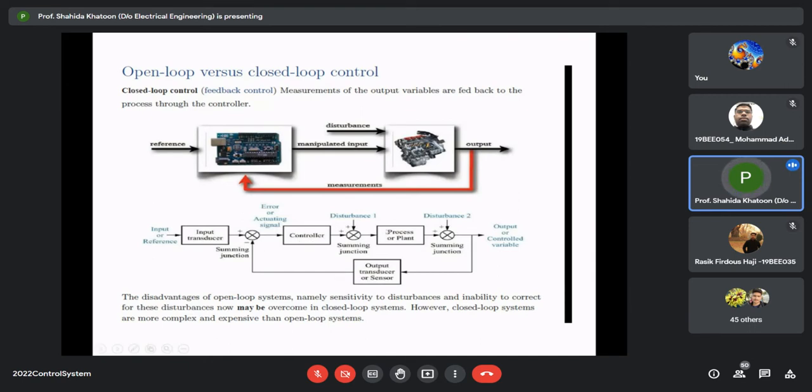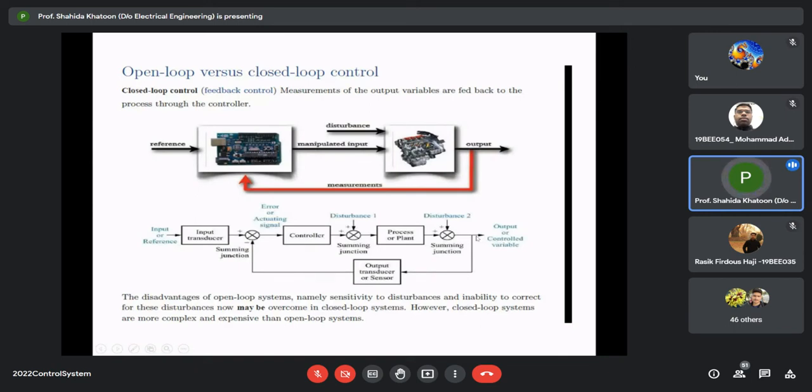Controller might be subjected to a disturbance 1, or it may not be, it may be a disturbance free system. So these two are summed together and given as the input to the process or the plant we are dealing with. Okay. And this plant may also experience another disturbance 2, which is detected by this summing junction, and an output is generated, which is called the controlled variable.